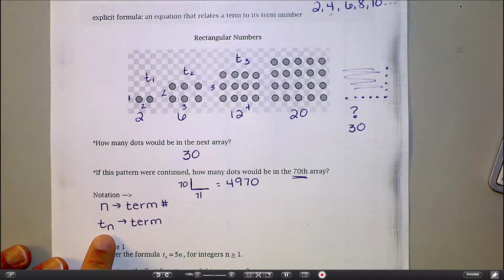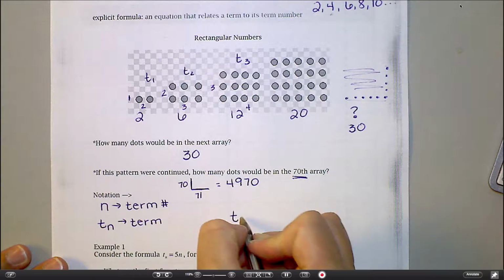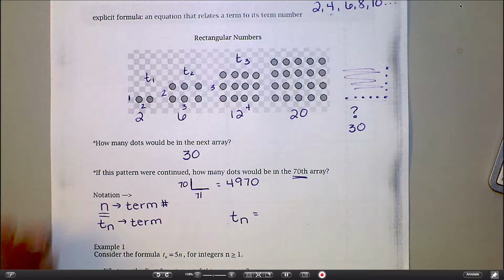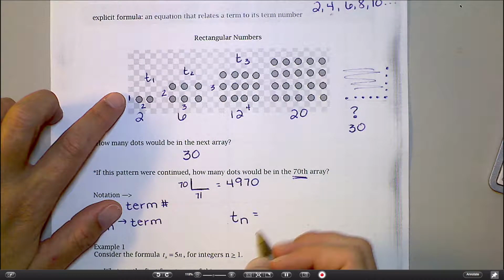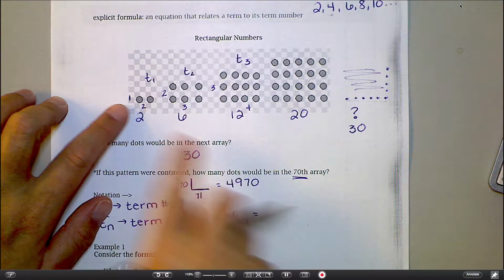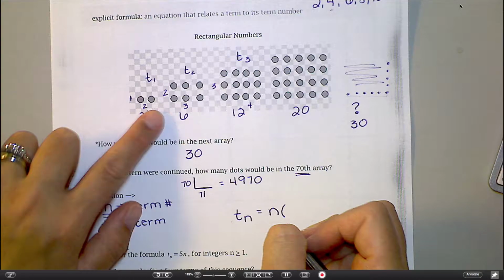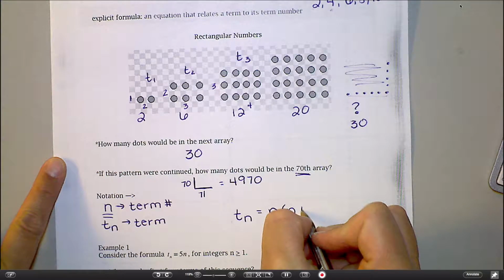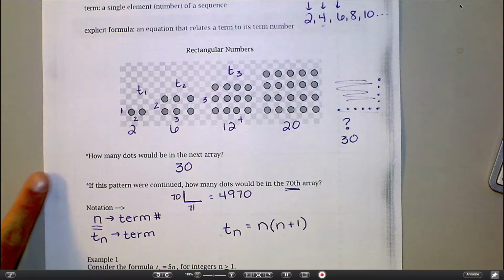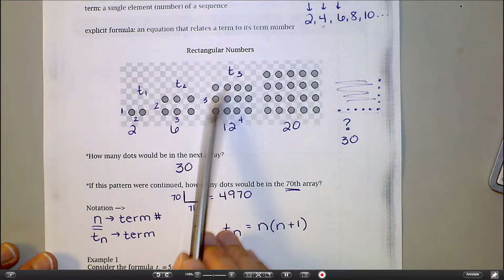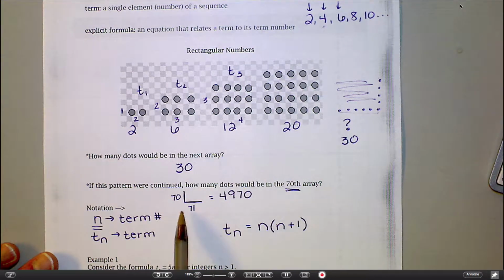And what we want to do in an explicit formula is we always want to somehow get to the term using this term number. So, for example, in these rectangular numbers, I would say I can get any term by taking n and multiplying by 1 more than n, otherwise known as n plus 1, okay? So for term 1, this would be 1 times 2. For term 3, this would be 3 times 4. For term 70, this would be 70 times 71. Okay, that's what this is talking about.